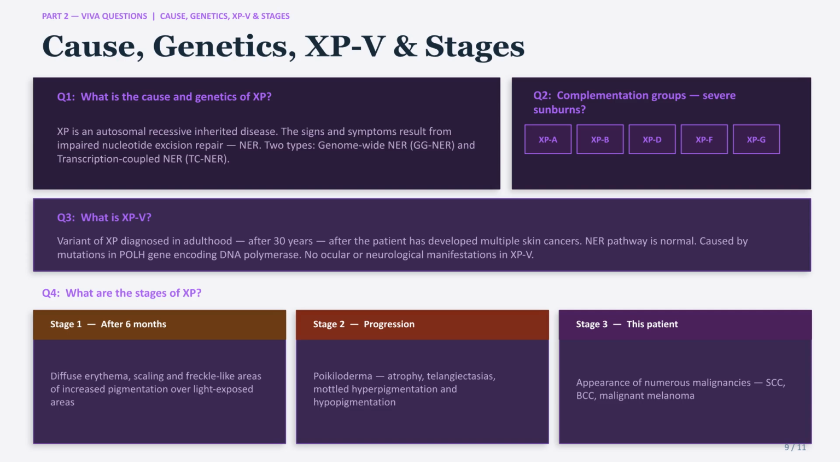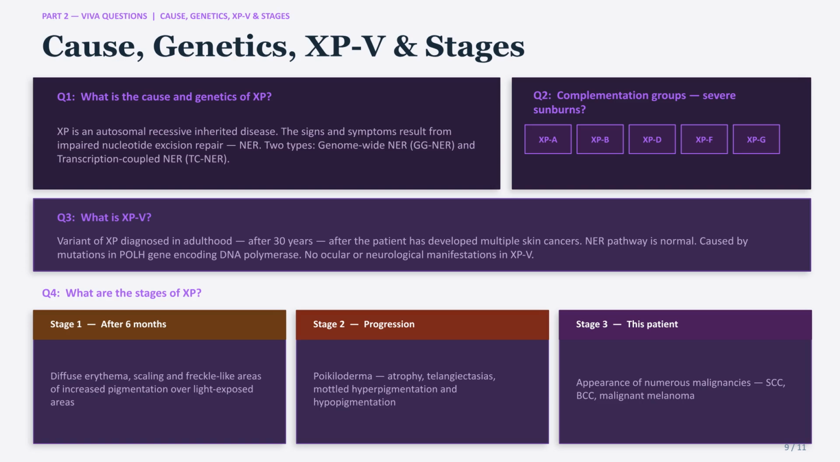The examiner then asks, which complementation groups are associated with severely exacerbated sunburns? XPA, B, D, F, and G. The examiner asks, what is XPV? This is the variant of XP which is diagnosed in adulthood, after 30 years, after the patient has already developed multiple skin cancers. The NER pathway is normal, and it is caused by mutations in the POLH gene encoding DNA polymerase. There are no ocular or neurological manifestations in XPV.